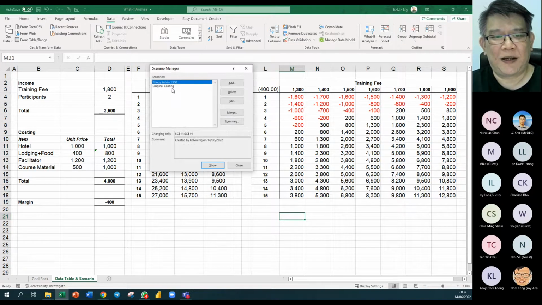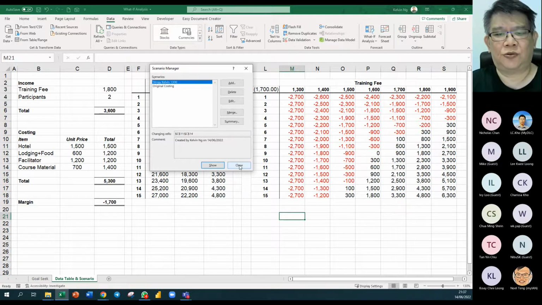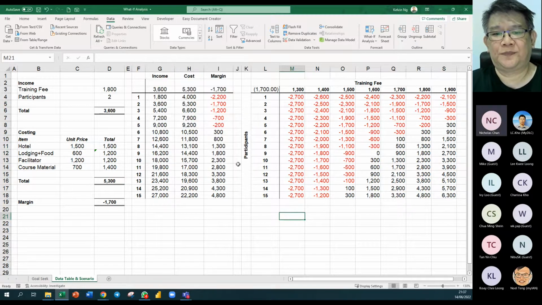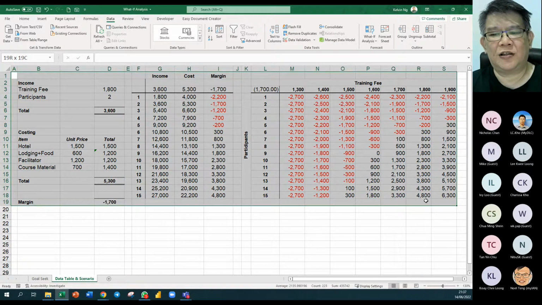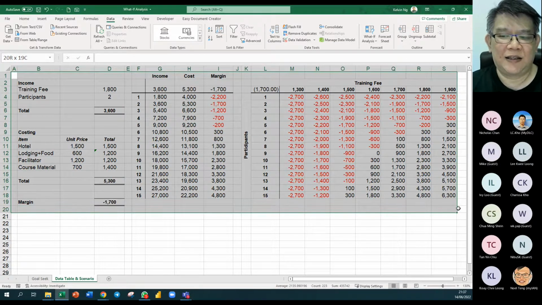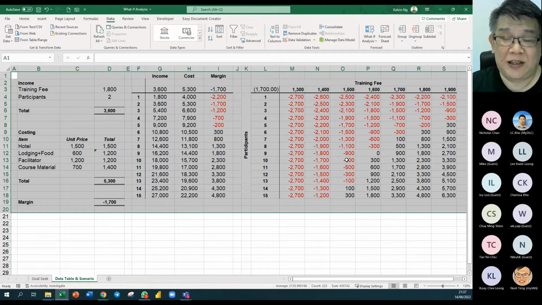Go back to the original and then choose one of them and click show. That's all. Always refer back to the original, then you click the other one and show. Very useful. So this is what we use what-if analysis for, to help us make decisions in business.